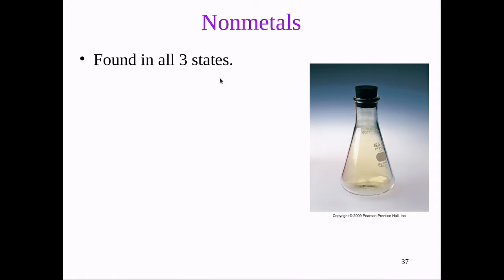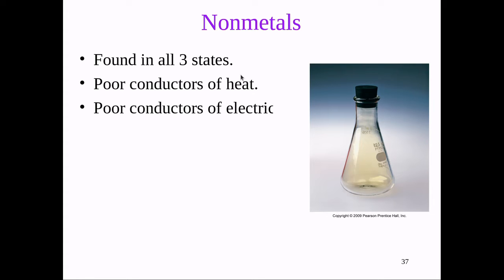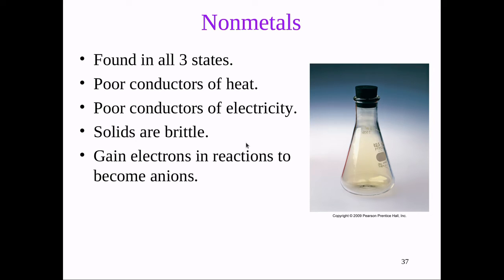Nonmetals, they're found in all three states, so they can be gases, liquids, or solids at room temperature. They conduct heat poorly. They conduct electricity poorly. As solids, they tend to be brittle instead of being malleable or ductile. Crucially, they tend to gain electrons in reactions to become anions. So nonmetals want to gain electrons, metals want to give electrons up.